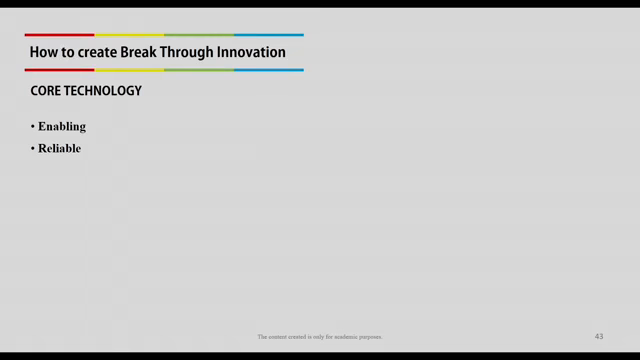The next value is core technology. In core technology, two attributes are there: enabling and reliable. In the enabling attribute, core technology must be appropriately advanced to provide sufficient features. Core technology may be emerging, high technology, or well-manufactured traditional technology, as long as it meets customers' expectations in performance.